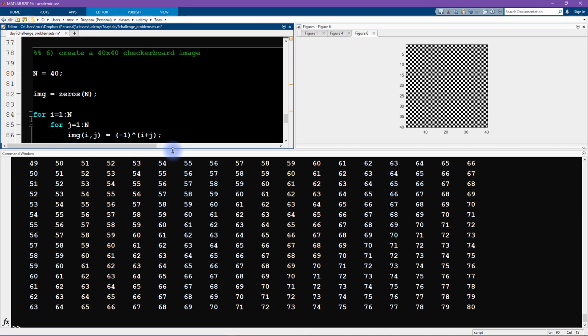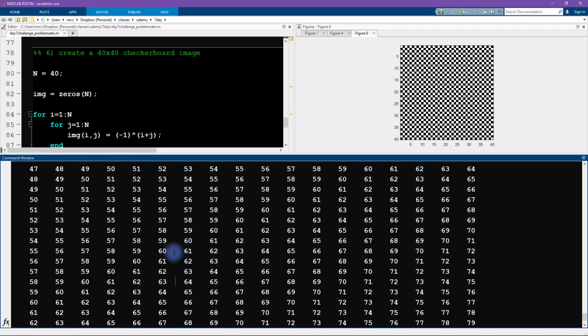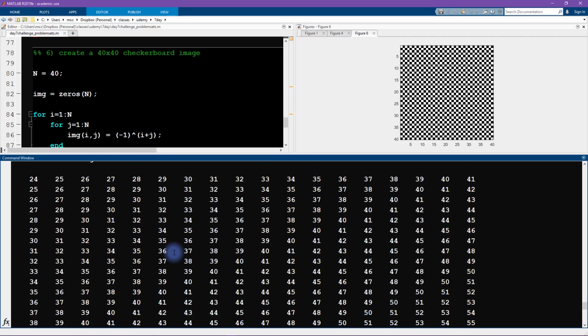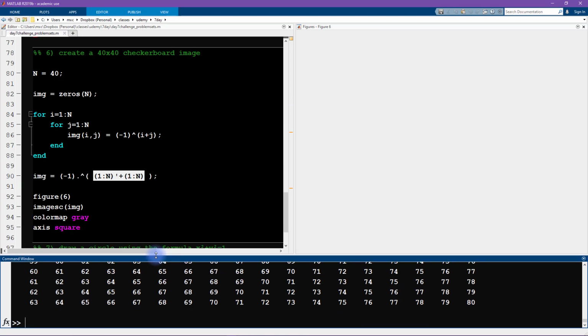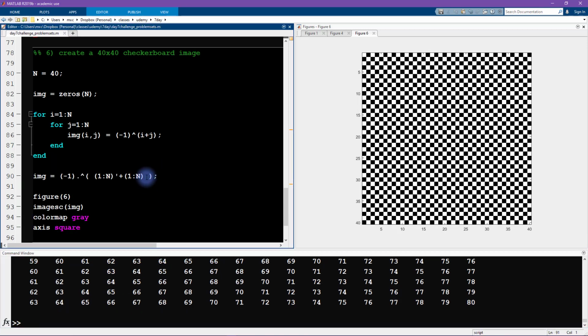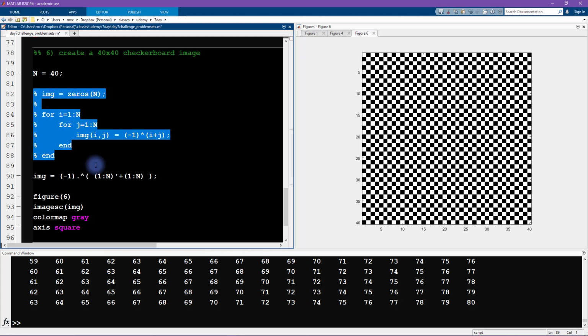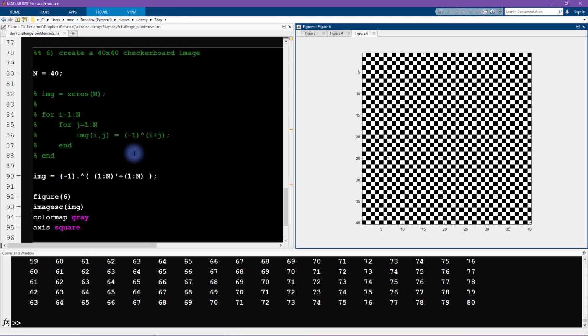Now, this is something that only relatively newer versions of MATLAB will do. I forget exactly which version they started allowing this, but if you have a slightly older version of MATLAB, then this is actually going to give you an error. But otherwise, with the newer versions of MATLAB, this is going to work. So now you see I commented this out, ran the cell again, and we got exactly the same result.